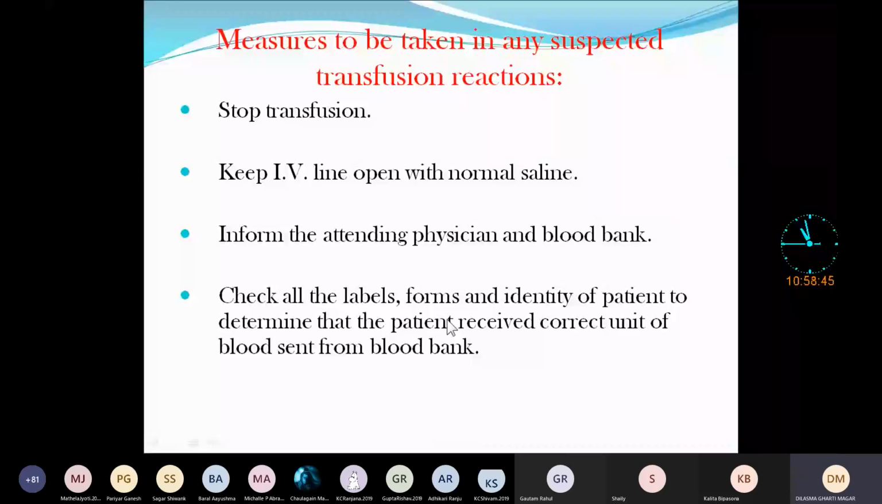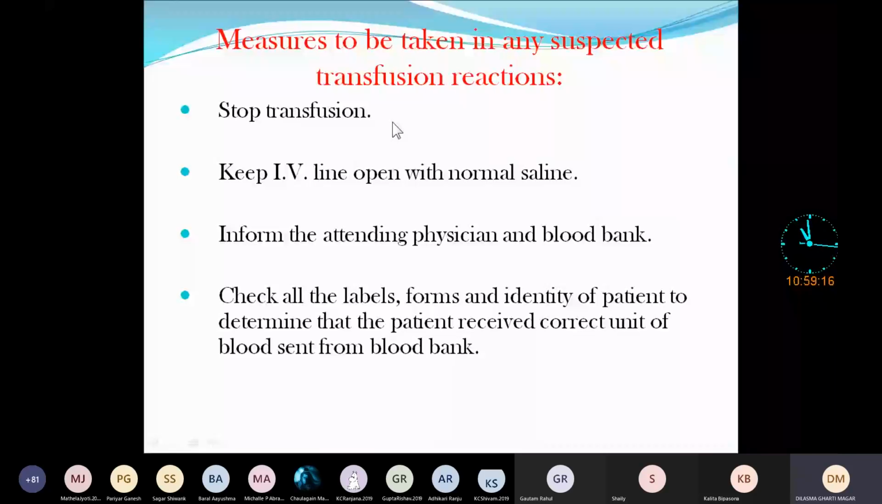Whenever there is any suspected transfusion reaction, suppose the patient is telling you I'm having fever, or you see flushing of the face or redness in the neck or face, or the patient says I'm having chills, or even sometimes irritation or redness at the site of the prick, that needle prick area, then immediately this transfusion should be stopped. Understood here? So stop transfusion, and then keep the IV line open with normal saline.